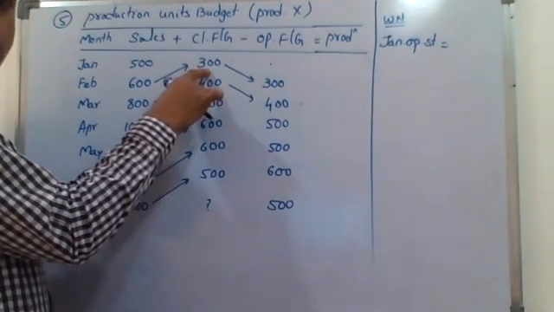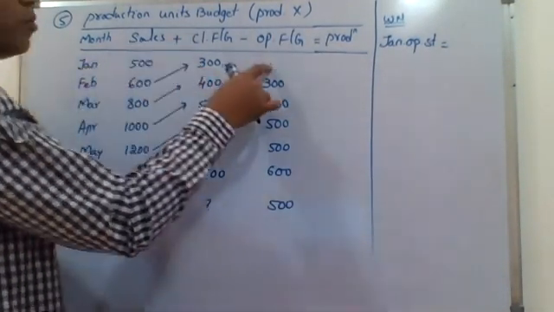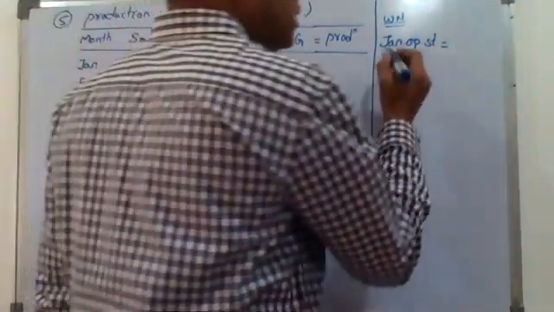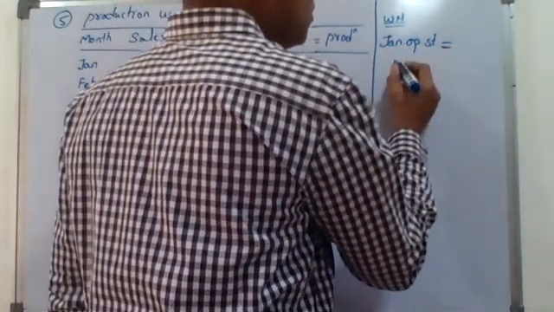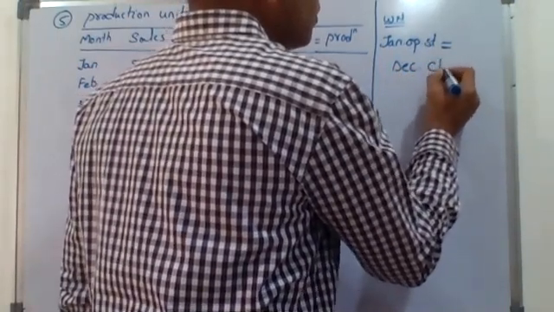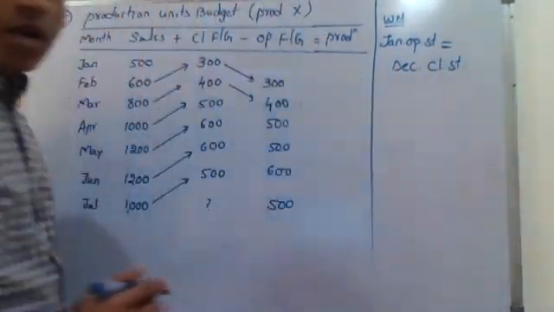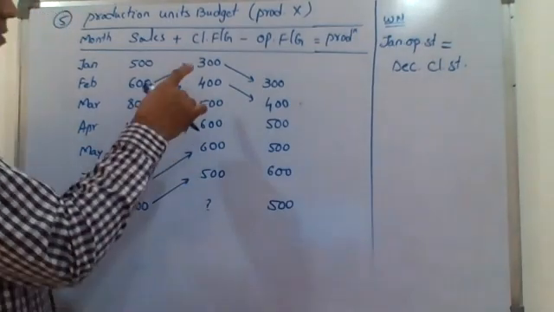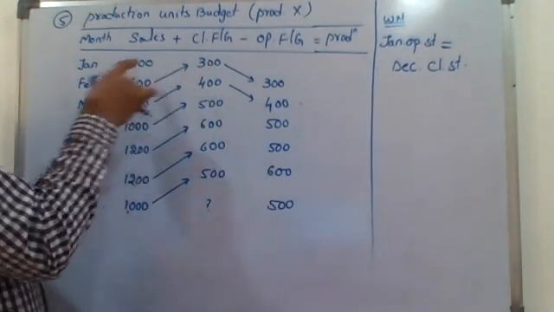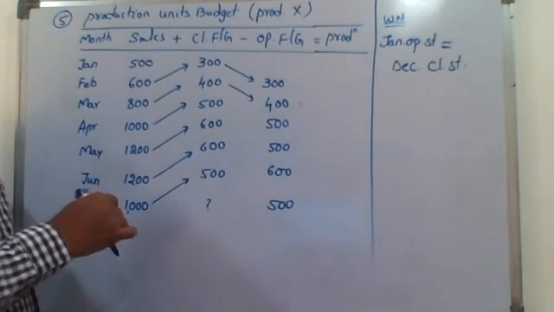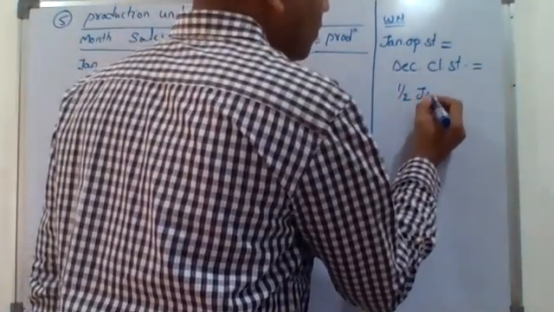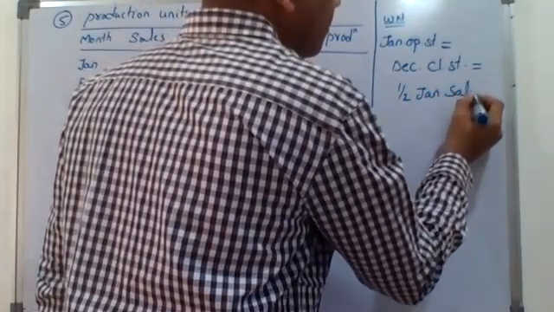It is January's closing stock, correct? Now I want January's opening stock. January's opening stock means you have to go to previous month. So what will I write? January's opening stock is equal to December's closing stock. Sir, we don't know about December. We have no data of the December. All right. Now, December's closing stock should be equal to half of January sales, isn't it? So can I write December's closing stock is nothing but half of January's sales?